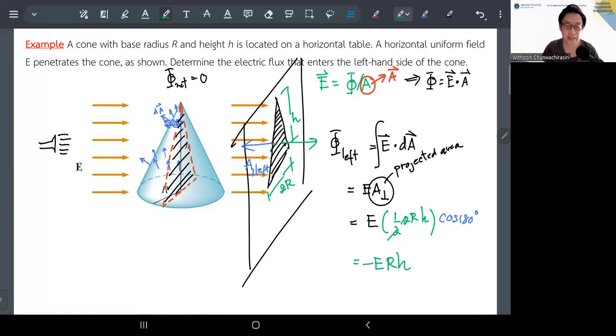So the shadow cast in the direction of E will give you the projection of the area. The area of that projected surface gives you the value of the area that you need to multiply by E to get the flux. That is a guarantee that E is already perpendicular to the components of the area that is already projected. I'm just talking in circles here.